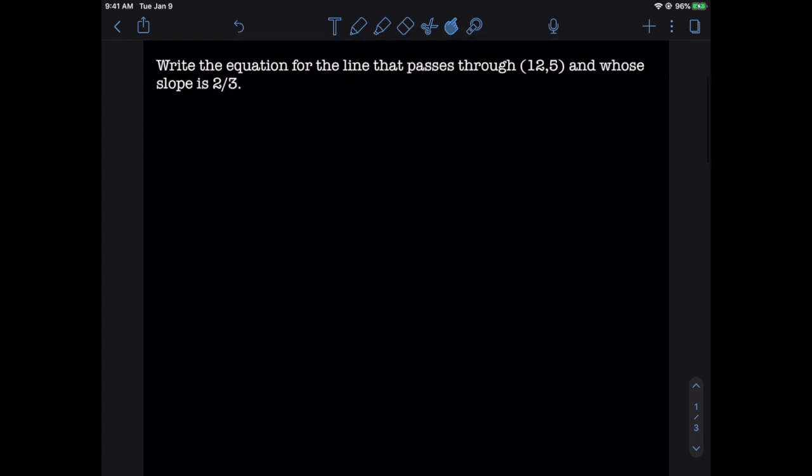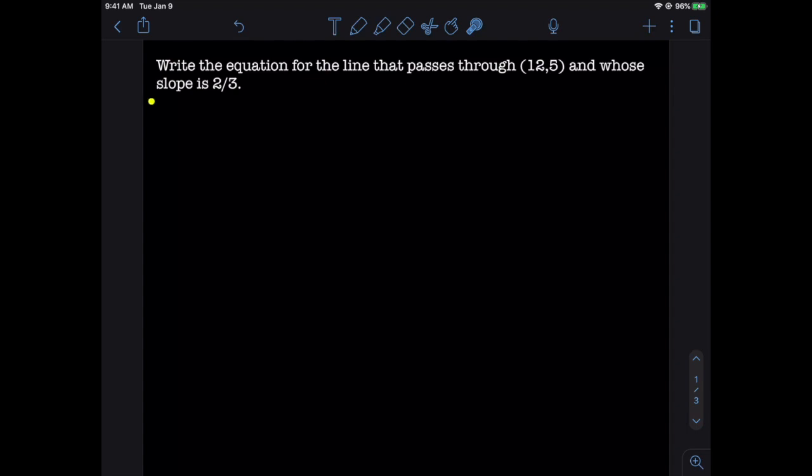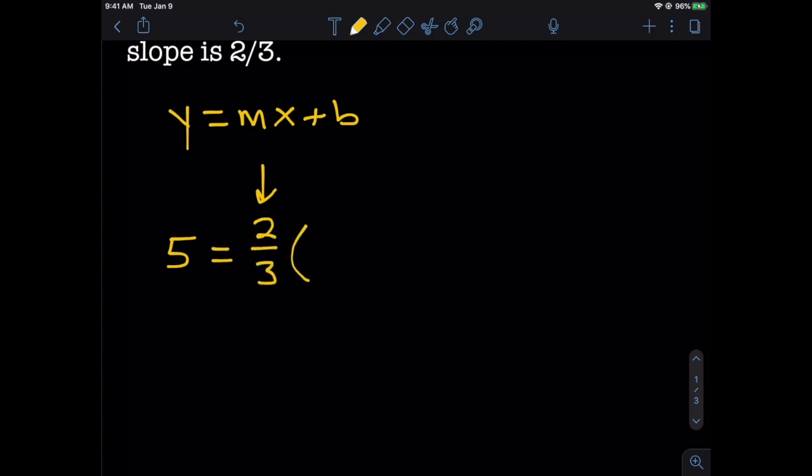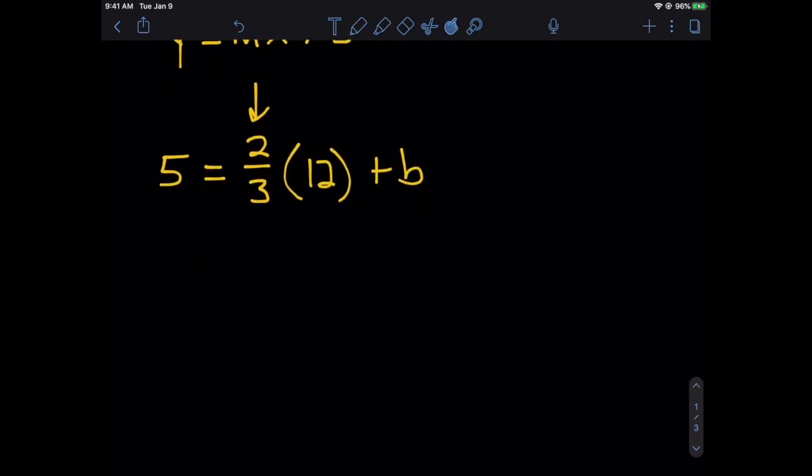As you can see, our first problem wants us to write the equation for the line that passes through (12, 5), and whose slope is 2/3. So m is 2/3, x is 12, and y is 5. According to our steps up above, we have to plug into the slope-intercept equation y equals mx plus b. So let's do just that. Our y value is equal to 5, m is 2/3, x from the point was 12, and then we don't know what b is, we're actually trying to find it.